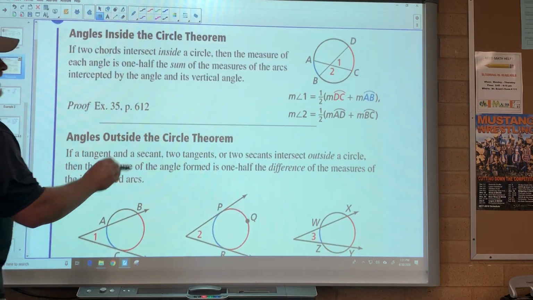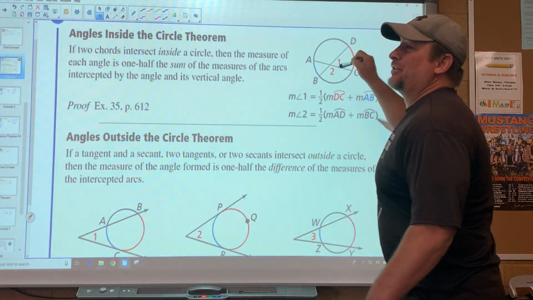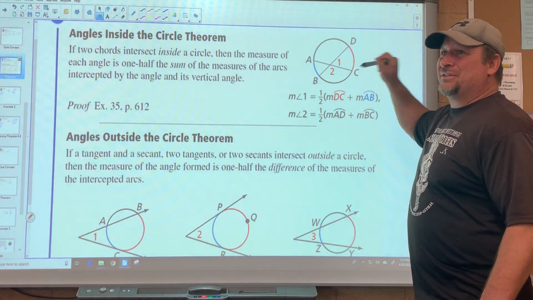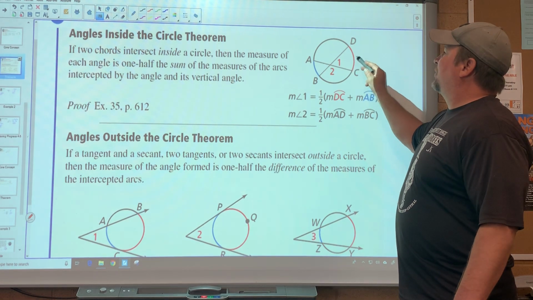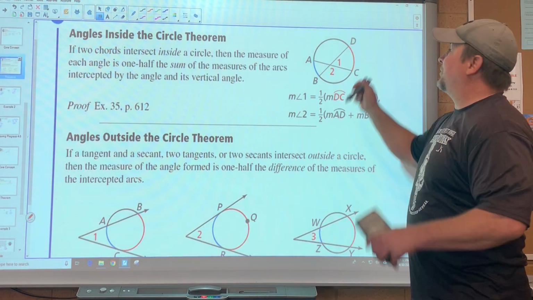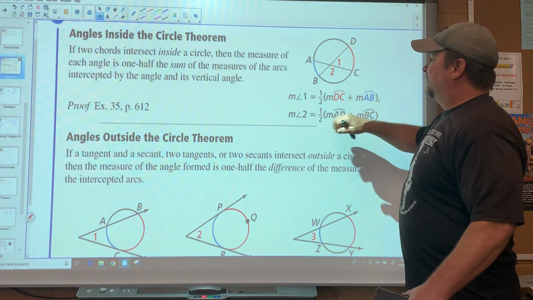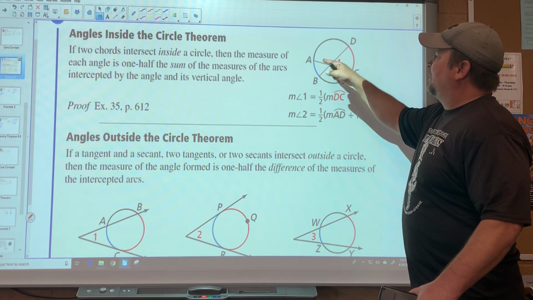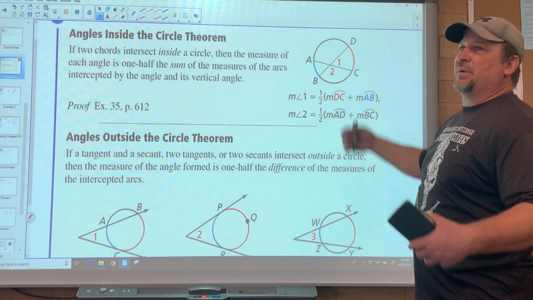Okay? If it's a point inside and it's not on the center, if it's a point where the two lines cross and it's not on the center, then you have to take the vertical ones added together, divide by 2. Okay, vertical from the angle, so angle 1. I wish they wouldn't put that one there because it's really just 1 with this arc and this arc added together, divide by 2.